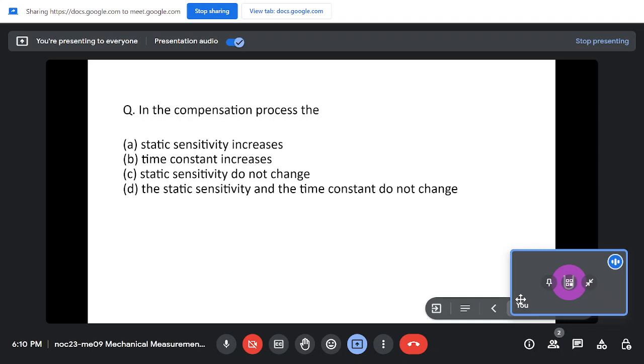So compensation is usually processed to make the system more stable, or to reduce the response time. That's what is done in the compensation process. So we have 4 options, which say static sensitivity increases, time constant increases, static sensitivity does not change, the static sensitivity and the time constant do not change. Out of this, the answer is option B, time constant increases.